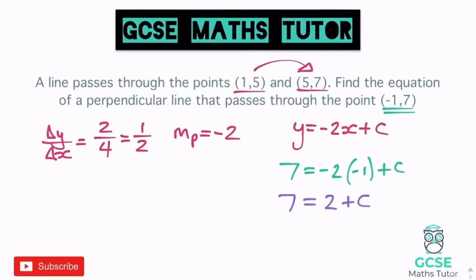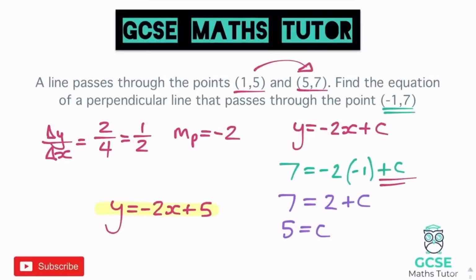Solving that, take away 2 from both sides to get c on its own. We get 5 equals c, or c equals 5, and we can put that back in place of c up here. So y equals -2x plus the 5 there. There we go, plus 5. And there's the equation of our line.